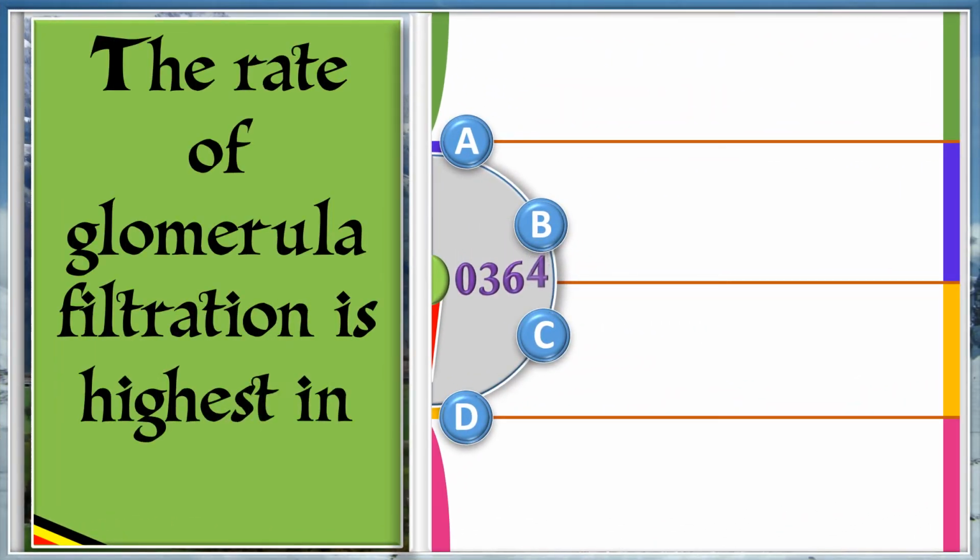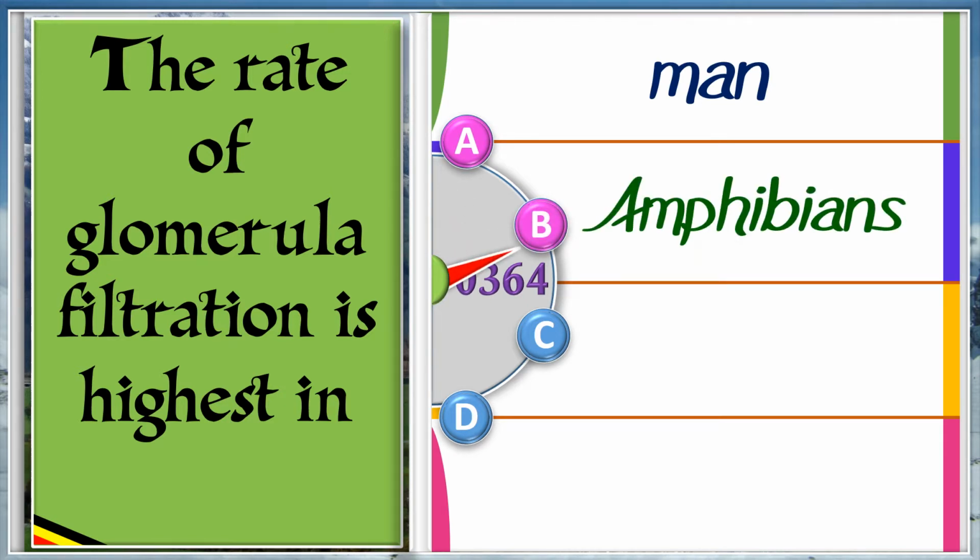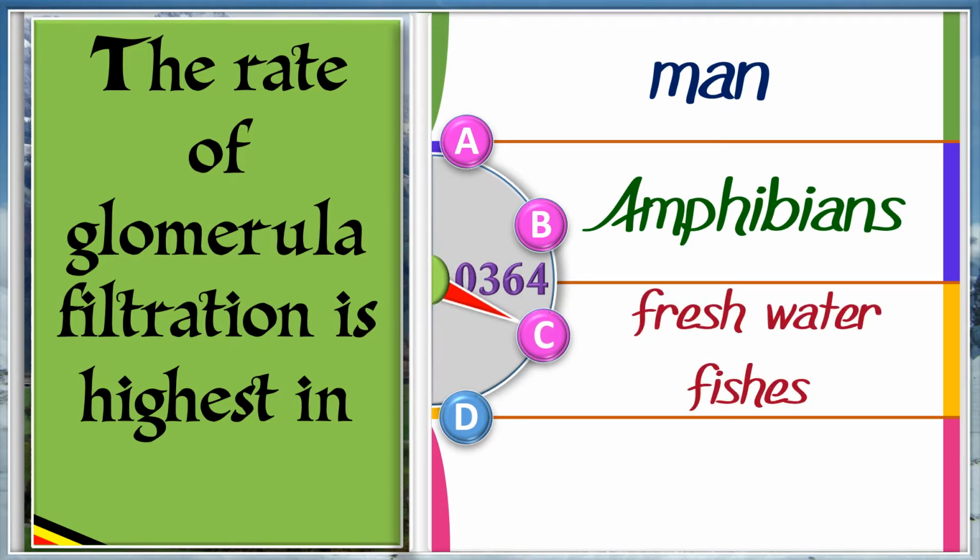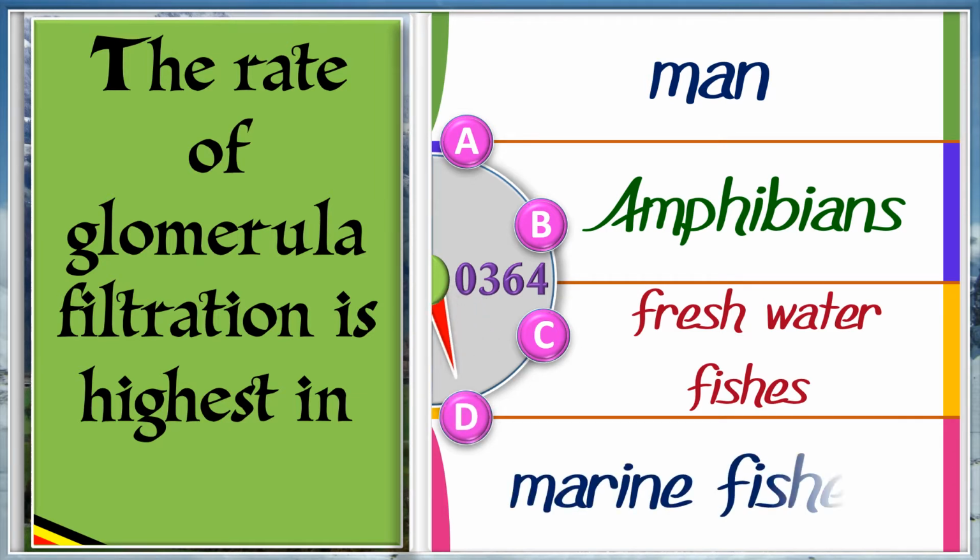The rate of glomerular filtration is highest in A. Man. B. Amphibians. C. Freshwater fish. D. Marine fish. And the answer is C. Freshwater fish.